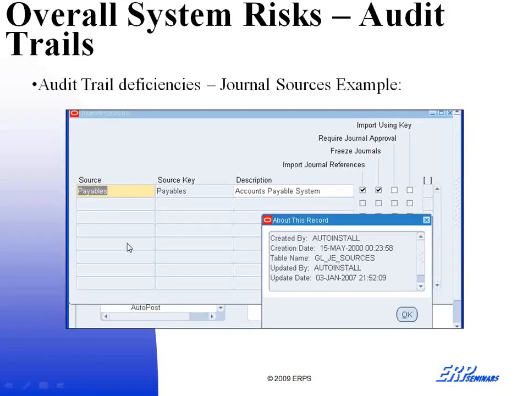My example here today is looking at the source of payables, and the way the data is stored at the database level is one row relating to the payable source, and there's a series of columns that track various information related to this source. You'd have a description field, a separate column for import journal references, freeze journals, required journal approval, and so on.